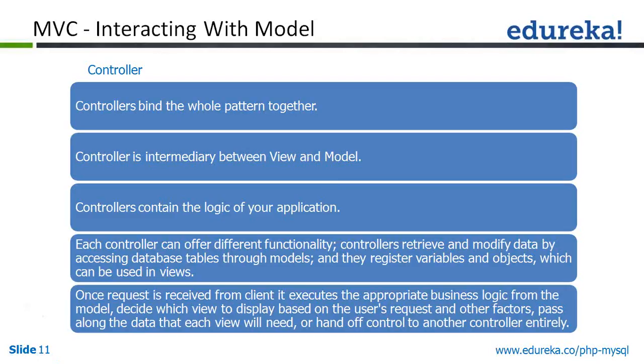MVC. What is model? Data. What is view? What is coming to the client, or presentation of data. What is controller? Intermediary between the view and the model. The view will send the request to the controller. The controller will receive the request and understand which model to be accessed. It will forward that to the model. The model will work with the database and give the response back to the controller. The controller will forward the data to the corresponding view, and the view will render that data to the client. That is MVC, model view controller.